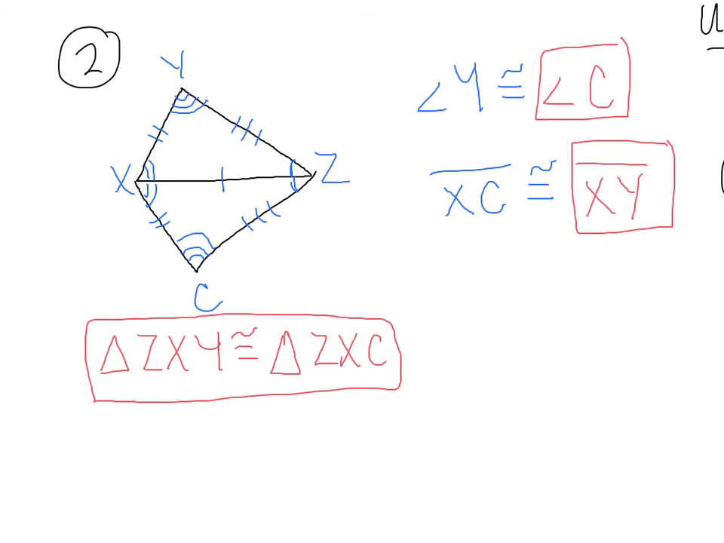Okay, here are the two answers. Angle Y was congruent to angle C. Okay, they both had that triple mark. And then segment XC, on this bottom left side, was congruent to segment XY, right? We went from the double marked angle to the triple marked angle in that order for the labeling.